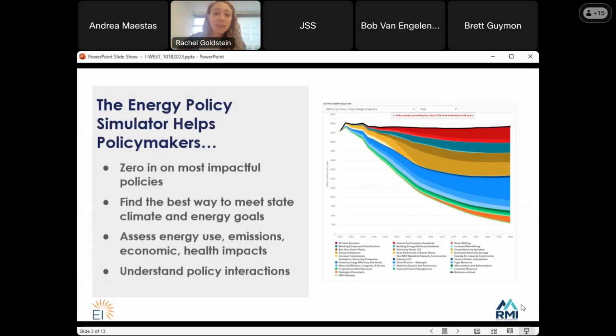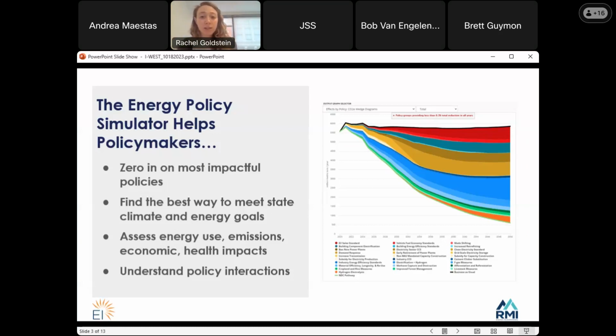So the EPS is designed to help policymakers understand which policies will be most effective at helping them reach their goals to reduce carbon emissions and transition to clean and renewable energy. It also gives us information about financial and health impacts, so we can see how many people will be impacted by certain policies, as well as the costs associated with those policies or the cost savings. The priority of the model here is to enable policy decisions that are unbiased and supported by real data.